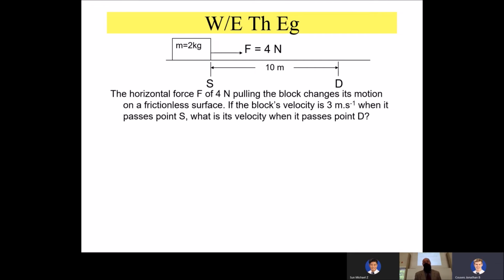Let's try this one. You've got a horizontal force of 4 newtons, pulling a block, changes its motion on a frictionless surface. The block's velocity is 3 meters per second when it passes point S. What is its velocity when it passes point D? Using energy principles. Now we're saying that it changes its motion, so it's not at constant velocity. Its motion changes.